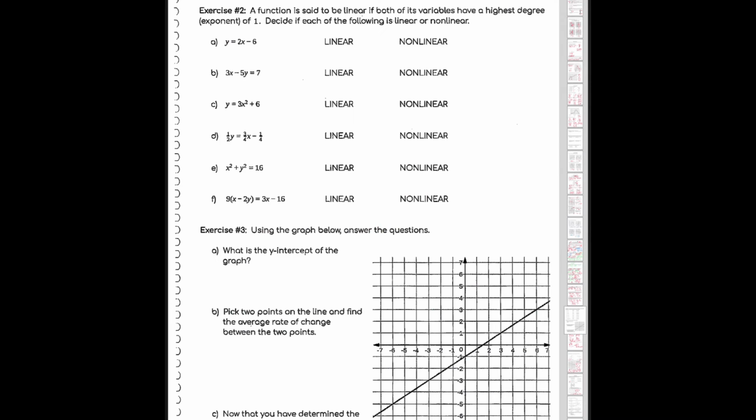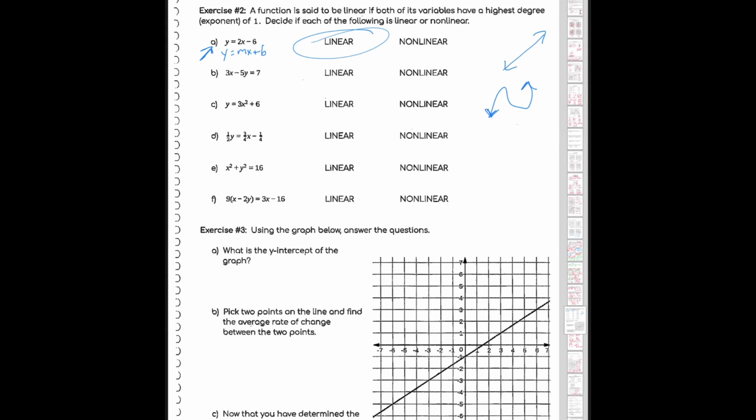So on this next page here, we have to identify whether or not these functions are linear functions. Meaning, is it just going to be that straight line we talked about, or are we going to have to identify if it's going to be a curved line? So how do we know that? So this one here, this is in our slope-intercept form of y equals mx plus b. This is a linear function.